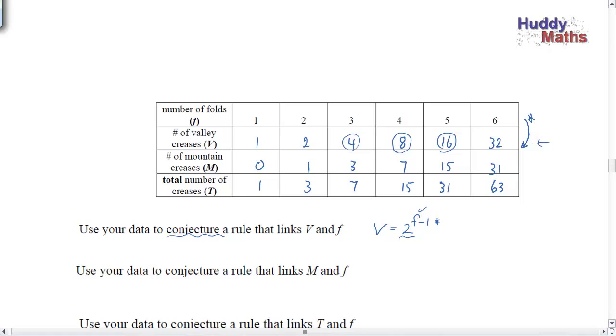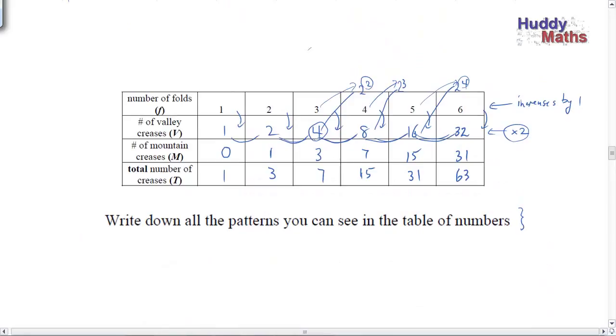Okay, let's go back up and do the mountain creases here. Okay, so we're going to look at the patterns there. And if we look at the patterns there, do you see anything interesting? I don't know. You can connect this way or this way, can't you? What's happening going from one to the other, or what's happening relating back? By the way, if you relate to a preceding one, that's called a recursion formula. What's recurring? Or what's the connection between the one value and the next one, and the next one, and the next one, going that way?